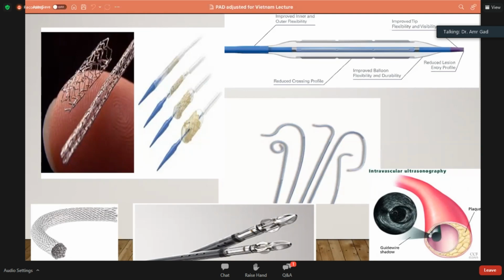This instrument is the ultrasound I told you about. My arrow is not appearing, sorry. It's called IVUS, an abbreviation for intravascular ultrasound.